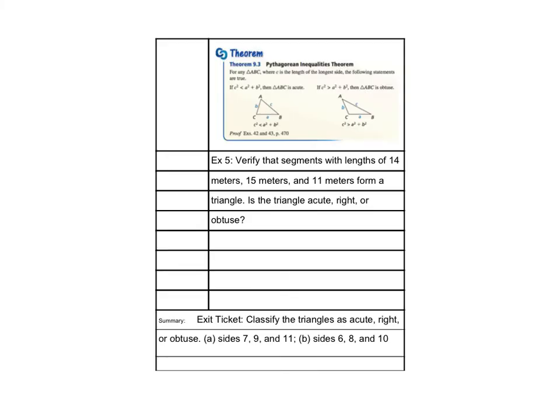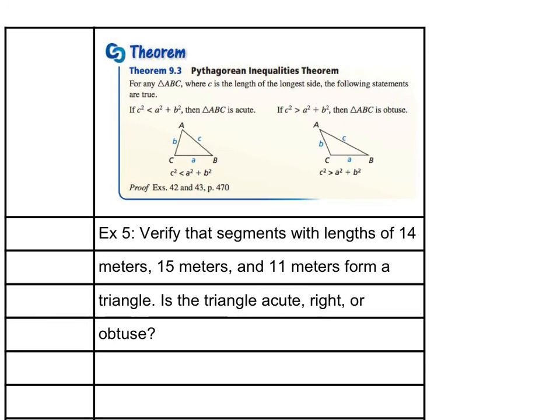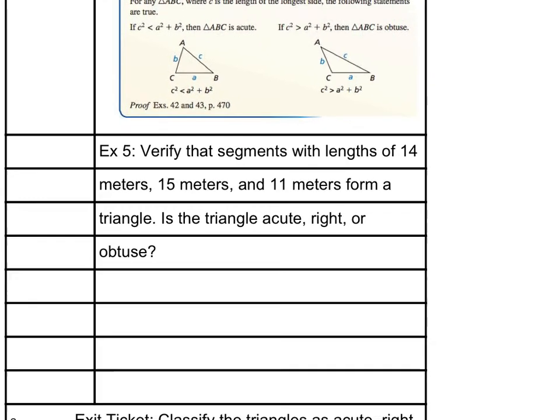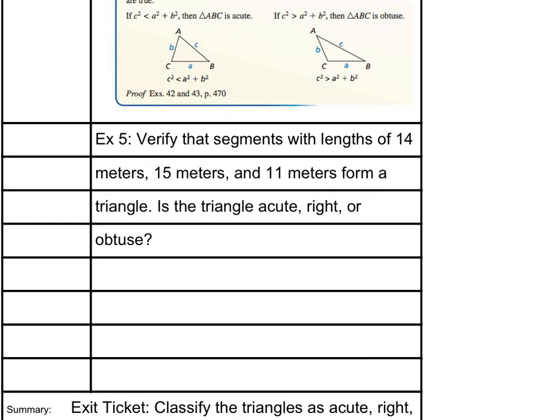And then the last one here says, this Pythagorean inequalities theorem says for any triangle ABC where C is the length of the longest side, if C squared is less than A squared plus B squared, it's an acute triangle. And if C squared is greater than A squared plus B squared, it is an obtuse triangle. So it says verify the segments of the lengths 14, 15, and 11 form a triangle. Is it acute, right, or obtuse?